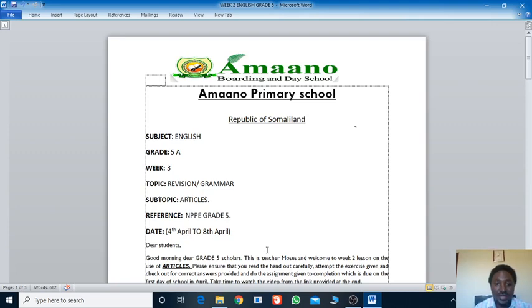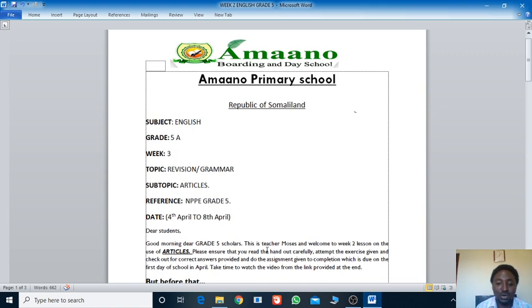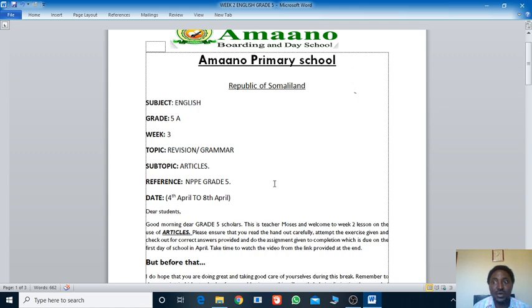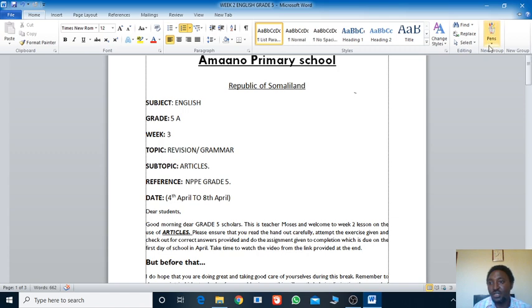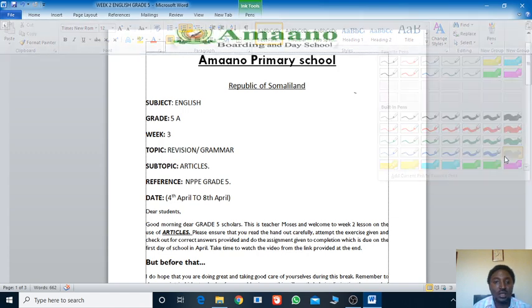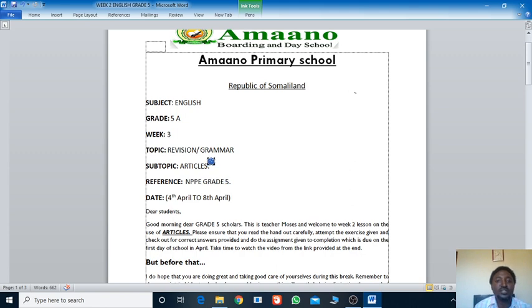Welcome to week 3. We'll be learning about revision. We are doing revision on articles. We all know we have done articles before since grade 3, and we just want to do a recap just for the sake of revision. Articles are very important in English, as we all know, and so it is important that we do a recap.